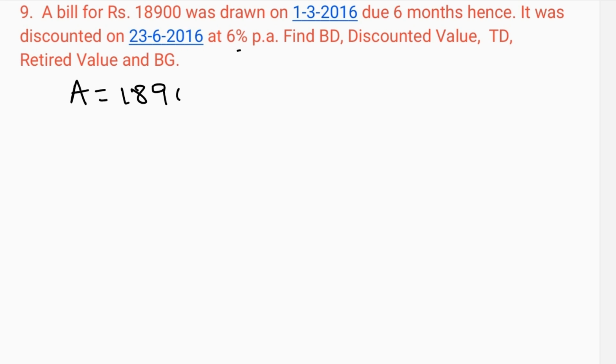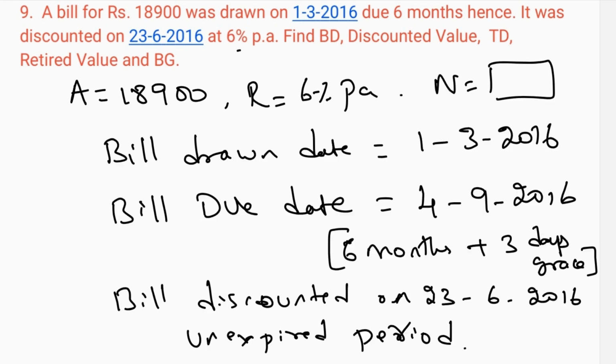A is 18,900, R is 6% per annum, and N we will find out from the date, and we have to find out all these values. So how to find out N? As I said, the same way, write down in the same format, then you will get.